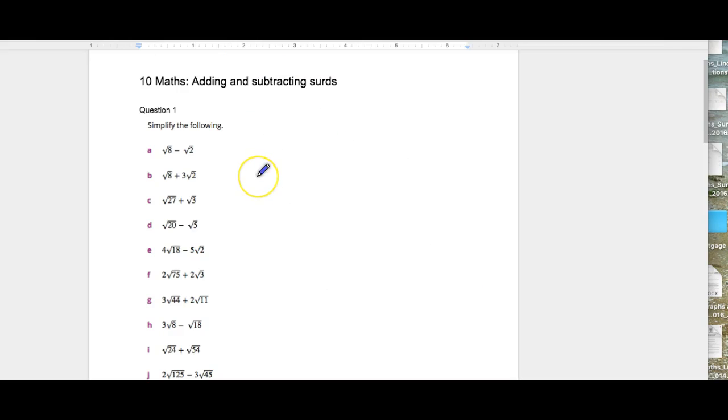All right, let's skip a few and do another one. So let's do E. Okay, so we're going to do this one here. So E is 4 root 18 minus 5 root 2. Now you've got to simplify this square root of 18 first. So the 4 just stays there. So let's deal with the square root first.